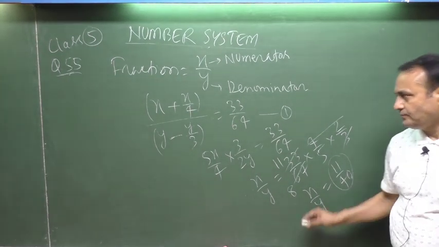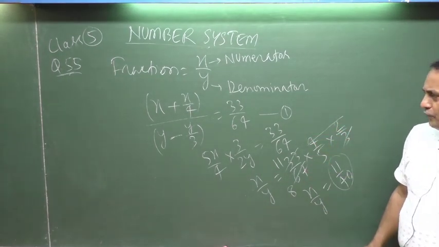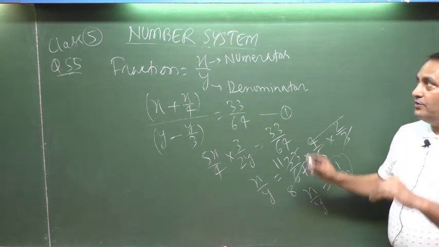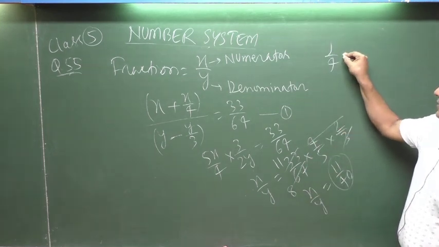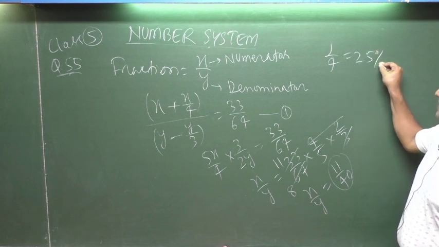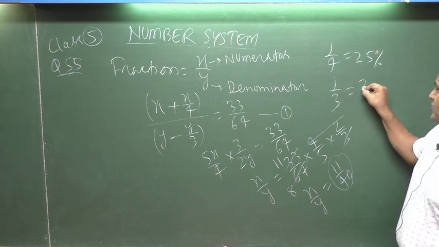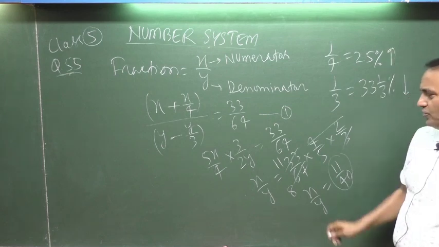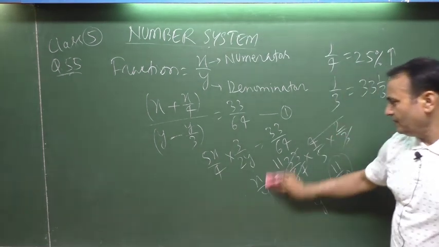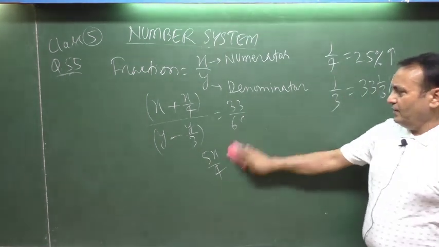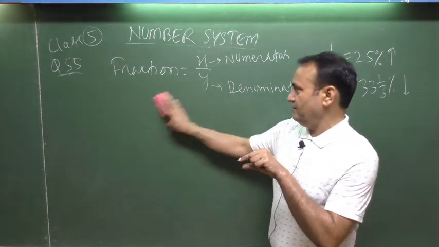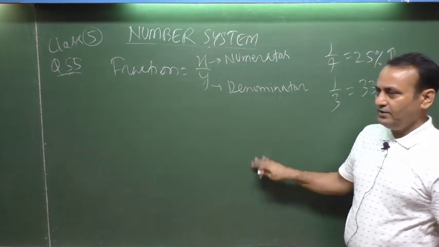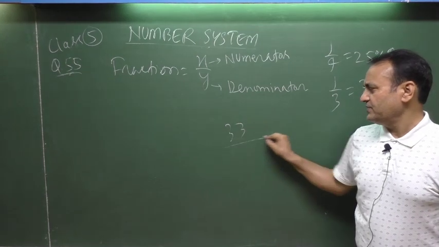See here. Now for tricky approach you should do like this. 1/4 is 25%, and 1/3 is 33 1/3%. This is up, this is down according to the question. See here. After change in numerator and denominator, the fraction becomes 33/64.